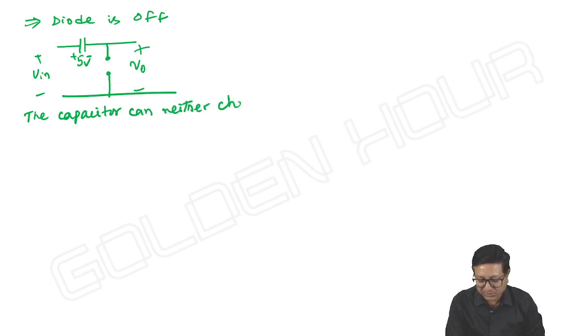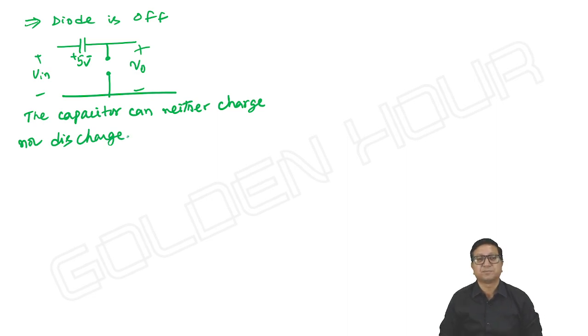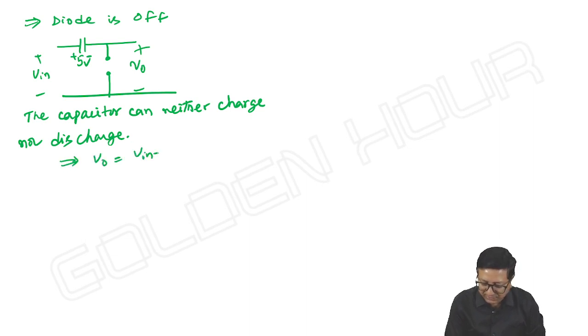neither charge nor discharge. We know it simply acts as a battery. Then what is our output? V output is equal to V in minus V capacitor, and V in minus V capacitor is nothing but V maximum, V input maximum. Is it not so?